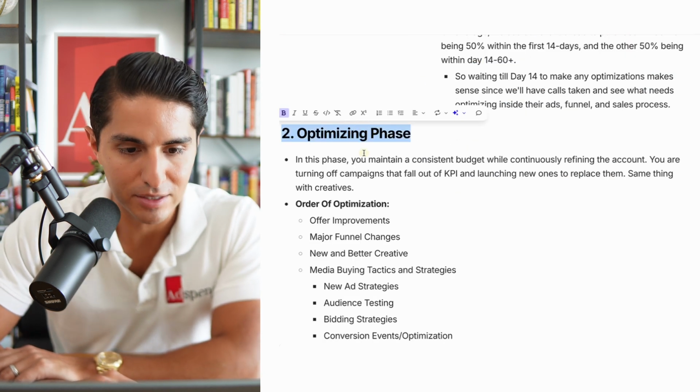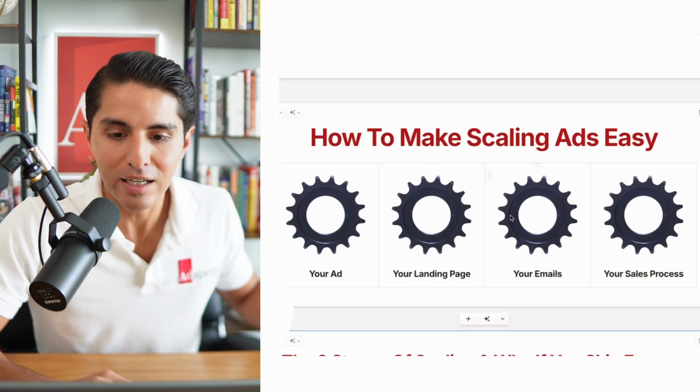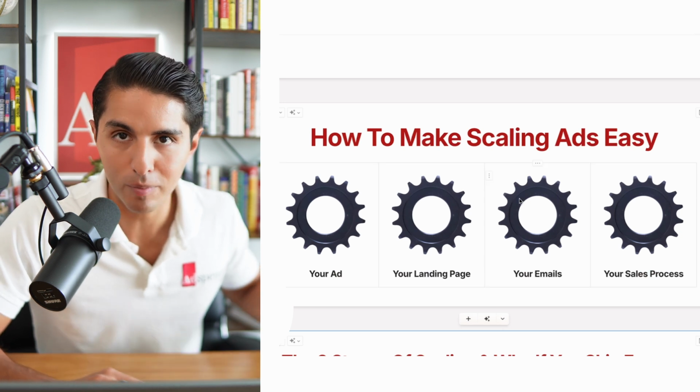Now, optimizing phase, okay? In this phase, this is after you've tested, okay? You've tested, and now you see what the data shows you on these different pieces in your system, in your funnel. Now you can start making optimizations, all right?